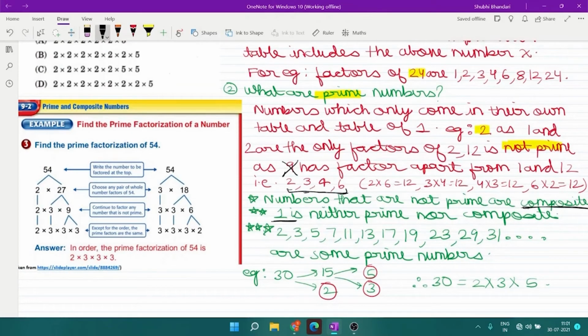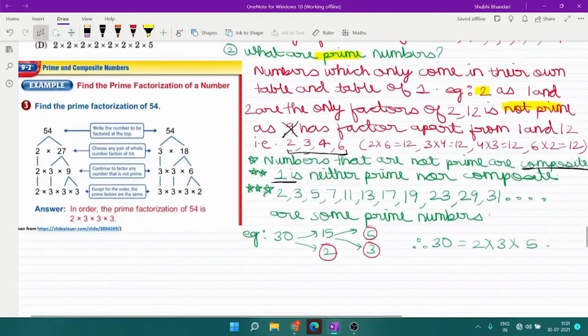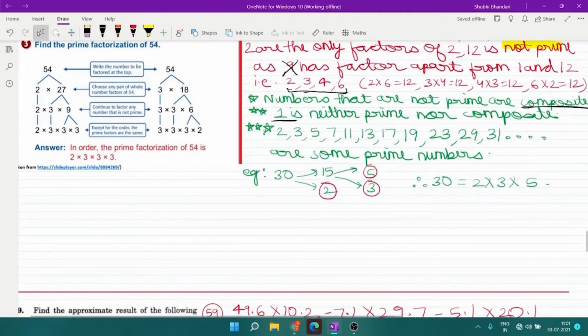2, 3, 5, 7, 11, 13, etc. are some prime numbers that we encounter on a pretty frequent basis. So, prime factorization of 640. Now we know what prime means and we know what factorization means. So to do prime factorization, one method is to make a factor tree.